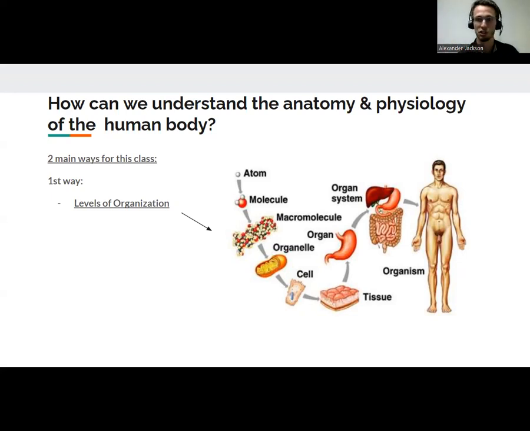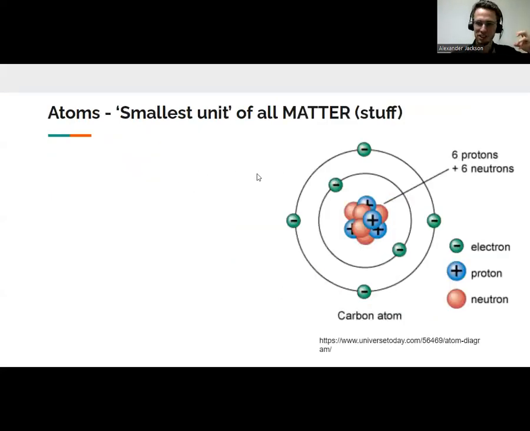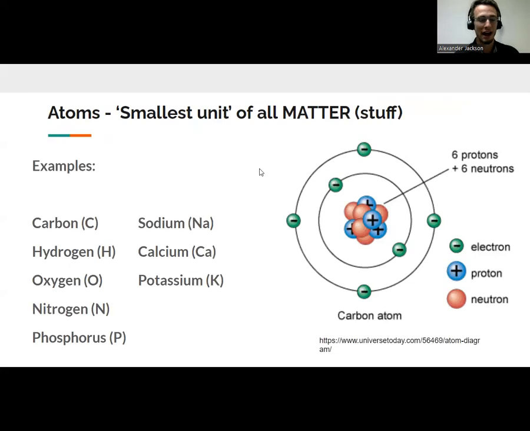So what I mean by that is you are made at the base level of atoms. You are made of stuff, right? And these are the smallest units of all stuff, matter. You are made of matter. You take up space, right? So atoms make up you, right?